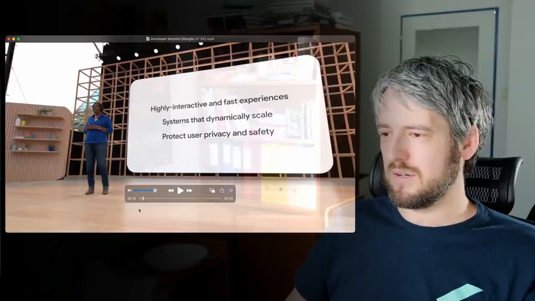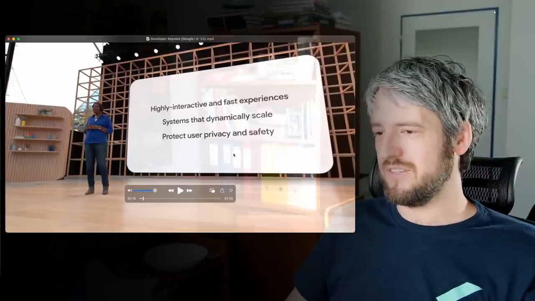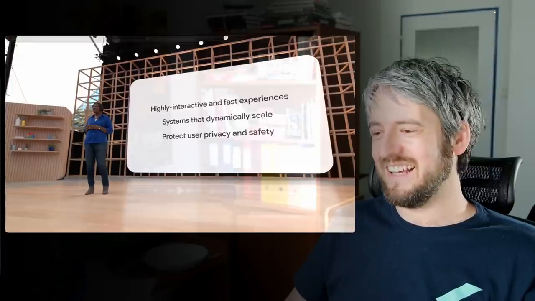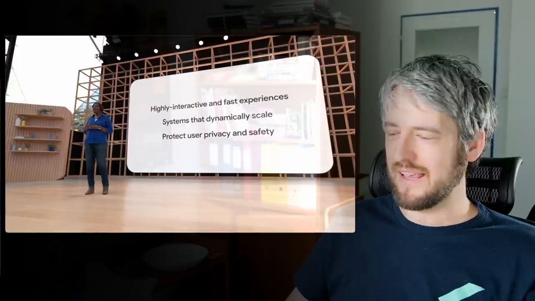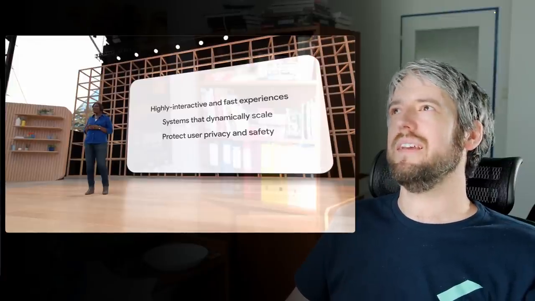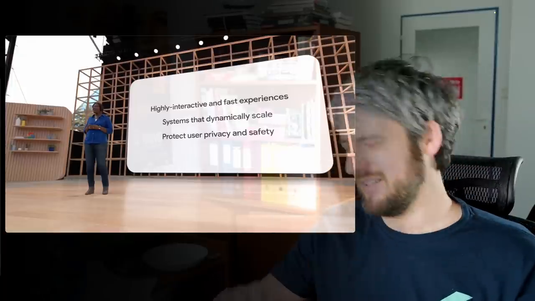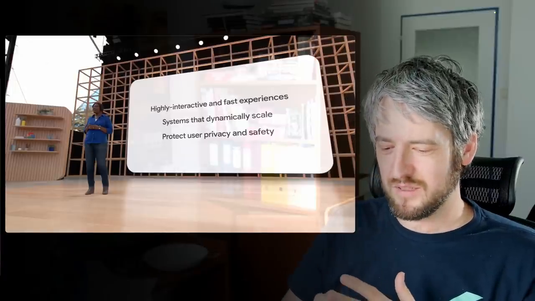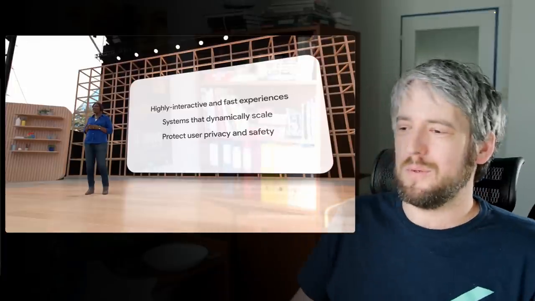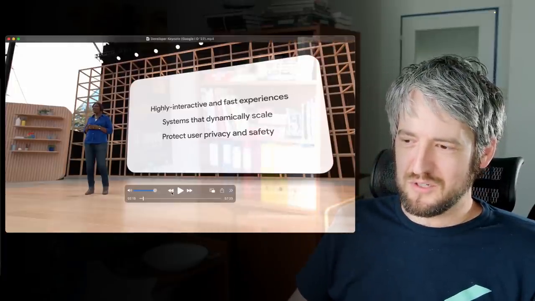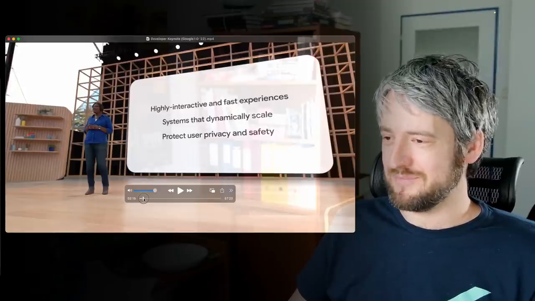So that's great. Systems that dynamically scale, I don't know what that means, but protect user privacy and safety, it's such an obvious thing that Google needs to deal with. And it's not that Google has not been protecting user privacy, but it's about the perception, right? And Apple kind of always hammers on that, like, oh, we're the ones that like privacy, and Google is the one who takes all your privacy away. And so I'm pretty sure that was a big point to hammer.